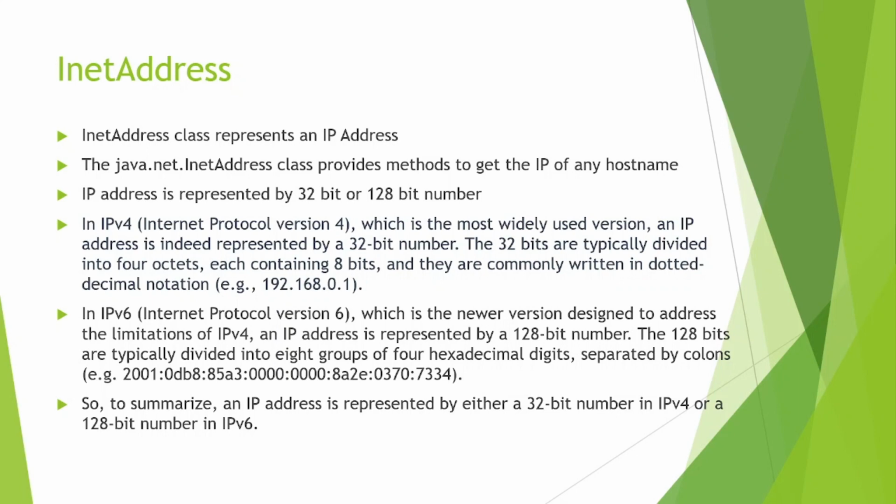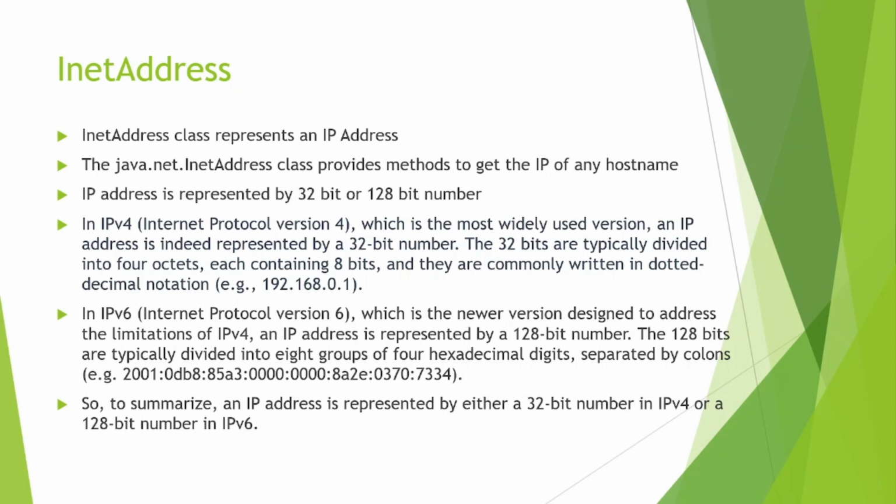The 32-bit IP address is used for IP version 4, that is Internet Protocol version 4. The 32 bits are divided into 4 octets, each containing 8 bits. One example for an IPv4 address is 192.168.0.1. It is commonly written in dotted notation.